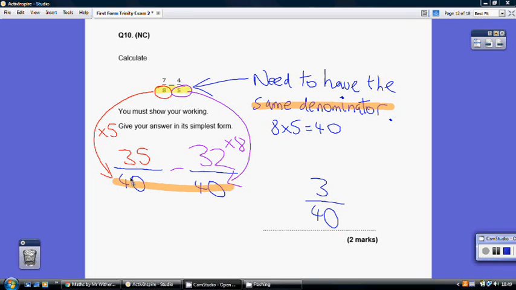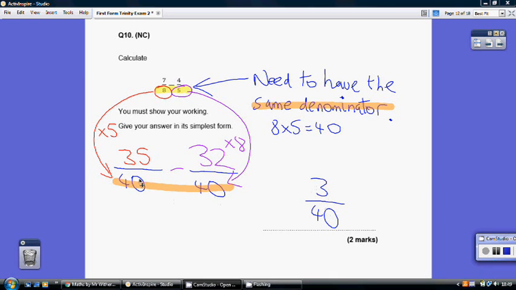So at this point we haven't done any taking away yet. We've just turned the 7 over 8 into being 35 over 40, and the 4 over 5 into being 32 over 40. But now, because we've got the common denominator, we can simply take away the top numbers, the numerators. And 35 take away 32 is 3, so it's 3 over 40.